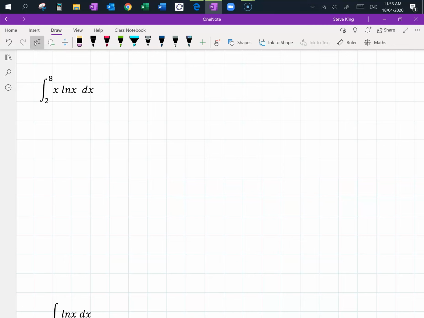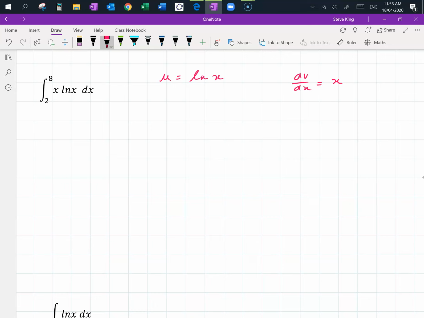Now in the past I've always gone and made x the value of u. However, this time I can't do that, because if I make dv dx equal to ln x, I'm going to have to integrate that, and we don't have a formula for the integral of ln x. So I can derive ln x, but I can't integrate it. So I'm going to start off and say u is equal to ln x. So in other words, dv dx is equal to x.